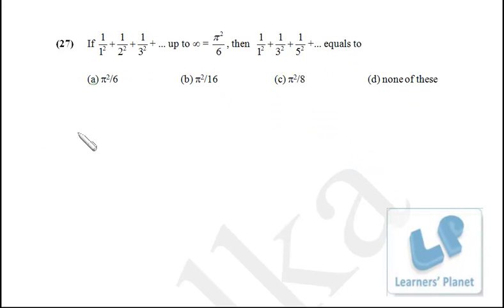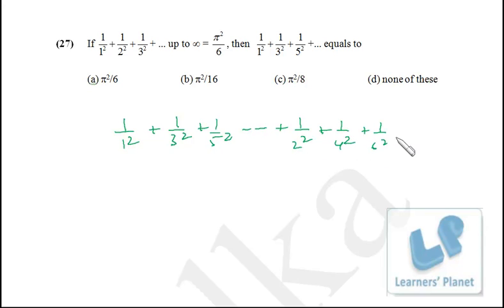Now this problem, here 1 upon 1 square plus 1 upon 2 square plus 1 upon 3 square up to infinity is given to us as pi square by 6. Now we have to find out the value of 1 upon 1 square plus 1 upon 3 square plus 1 upon 5 square till infinity, right? So this is actually, we can see odd terms, right? 1, 3, 5 and so on. Here all the terms are included, right? So suppose I write 1 upon 1 square plus 1 upon 3 square plus 1 upon 5 square, that's one group, plus 1 upon 2 square plus 1 upon 4 square plus 1 upon 6 square, that's the second group. Now value of this group we have to find out.